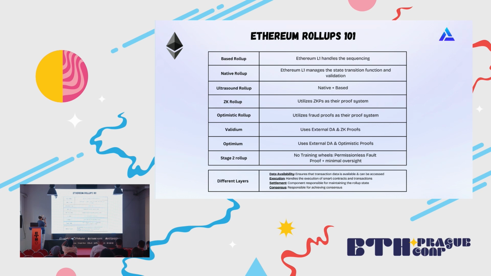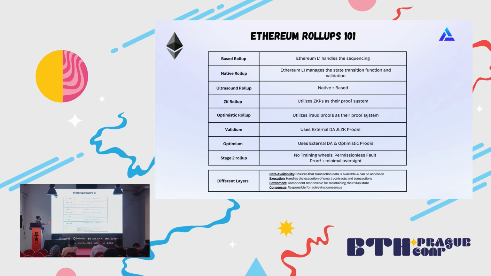And then another one is ultrasound rollup. An ultrasound rollup is what you get when you combine a based rollup and a native rollup. ZK rollups, we just discussed, use ZK proofs, or validity proofs, as their proof system. And optimistic rollups utilize fraud proofs as their proof system. And then you have Validium. This is what I discussed: if you use an external DA layer and you use ZK proofs, then you are known as Validium. If you use an external DA which is not Ethereum, and use optimistic proofs, then you are known as Optimium. And stage 2 rollups, again, are the end goal, where there are permissionless fraud proofs, anybody can submit those fraud proofs, and there is minimal oversight, with only a security council in place.